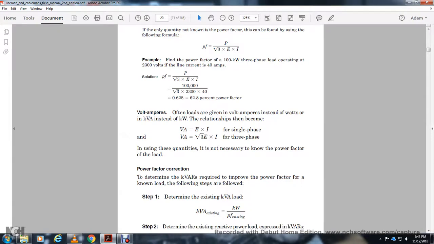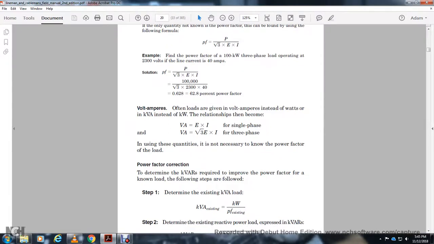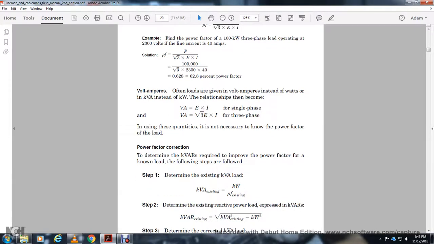Power factor correction. To determine the kilovolt amperes reactive required to improve the power factor for a known load, follow these steps. Step 1: determine the existing kilovolt amperes load. Kilovolt amperes is equal to kilowatts over the power factor existing. Step 2: determine the existing reactive power load. Kilovolt amperes reactive existing equals the square root of kilovolt amperes existing squared minus the kilowatts squared.